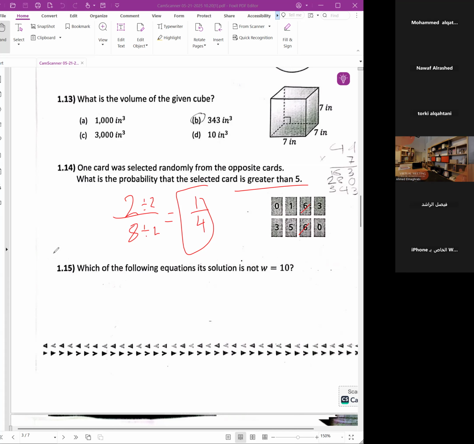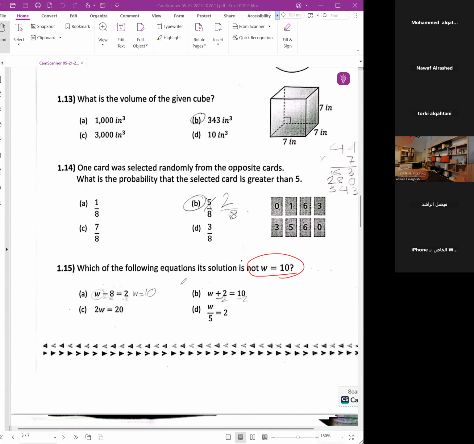The next question. So we do 2 out of 8, which is 1 over 4. The next question, he asked which one's solution is not 10. So we add 8 to both sides here. When we add 8, we get W equals 10. So it's letter A. But when you subtract 2 from both sides here, we get W equals 8. It's not 10. When we divide by 2 here, W equals 10. So the answer is letter B.